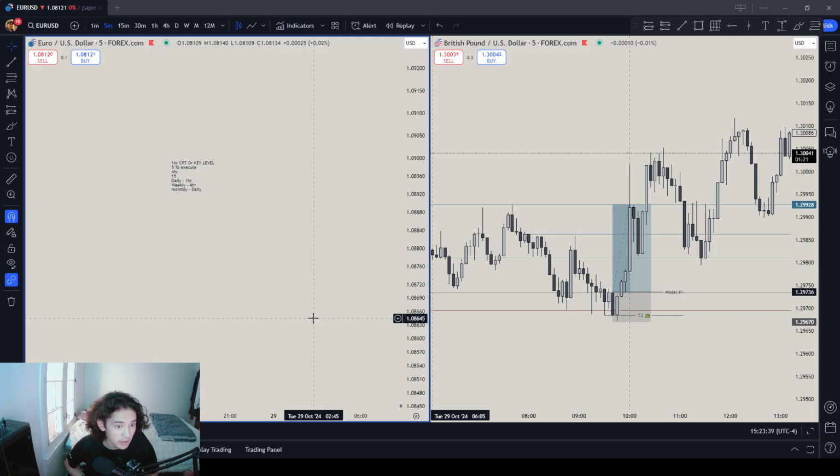If you're using a daily time frame, you're going to be looking at the 1 hour time frame for all of your entries. If you're using a weekly, you're going to be looking at the 4 hour time frame for all of your entries. If you're using a monthly CRT key level, you're going to be looking at the daily time frame for your entries, right? So this is the easiest concept.